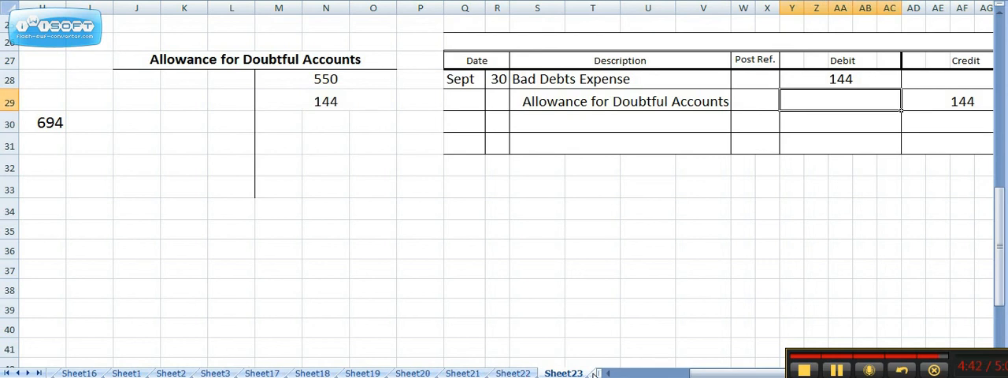Because when we post that credit to the allowance for doubtful accounts, we end up with a balance of 694 in the allowance for doubtful accounts. And that's what the aging schedule told us should be our balance. So that's how we do it under the accounts receivable aging method.